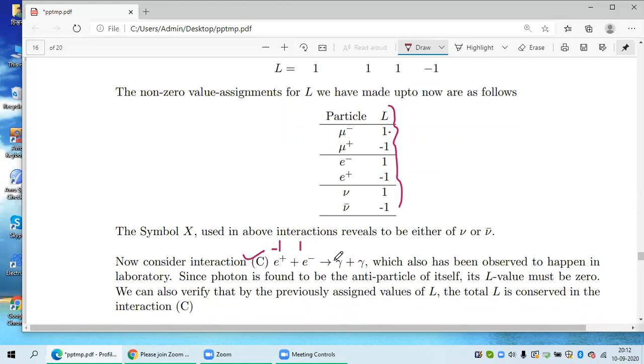Because the photon is its own antiparticle, any intrinsic quantum number it has should be 0. If it is not 0, then the photon's antiparticle will be different from it. If L of the photon is say 1, the photon's antiparticle should have L equal to -1, and that would be a different particle, but experimentally that is not true. So the photon's L value will automatically be 0.